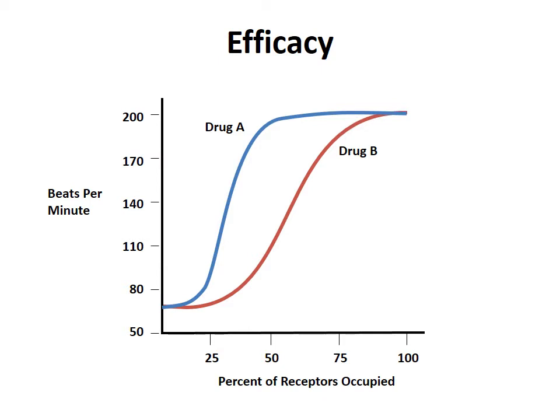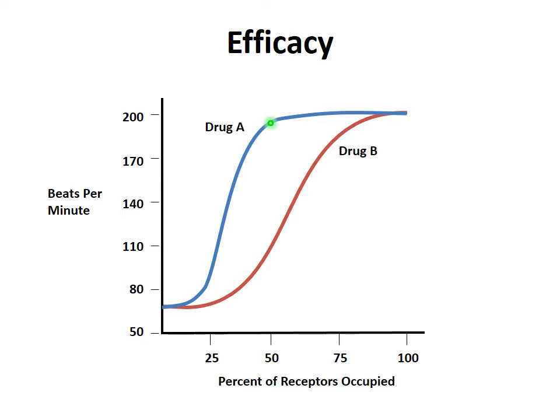Well, both of these drugs produce the same maximum, right? But drug B was not as potent. I'm going to say potent, but it's really efficacy. So drug B took a higher percent receptor occupancy to reach maximum, whereas drug A, between 25 and 50%, maybe 40-something percent occupancy, reached 100% activity or maximum biological activity.